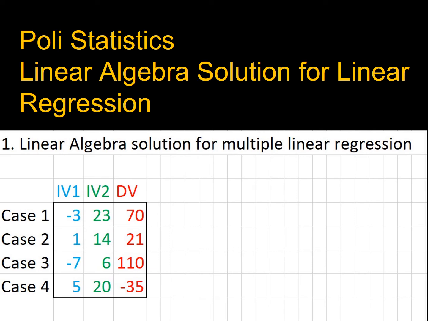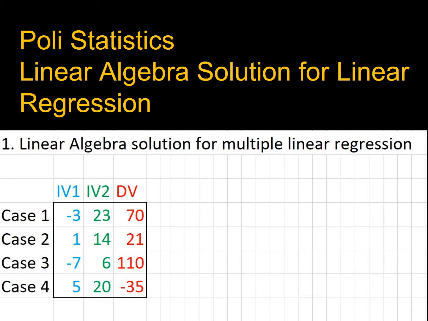The linear algebra solution for linear regression. Well, in a bivariate solution, which is what we looked at when we did the hand regression, the math is a lot simpler. You only have two variables, an independent and a dependent variable.